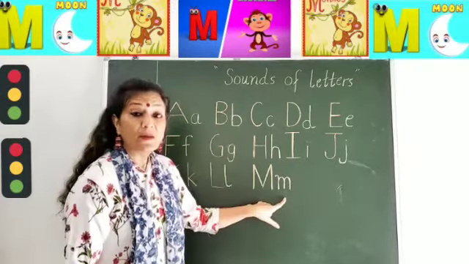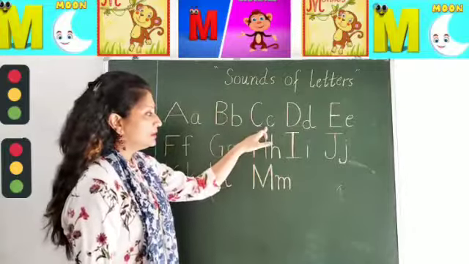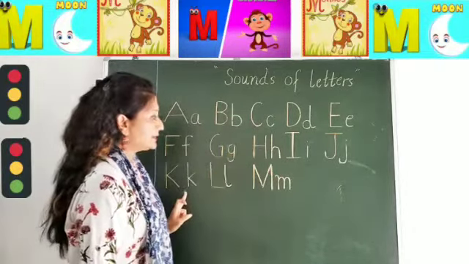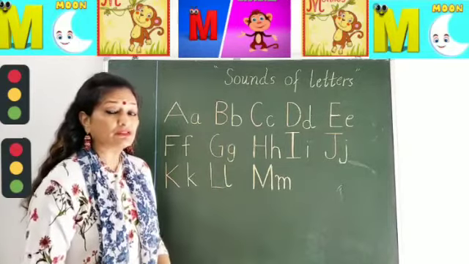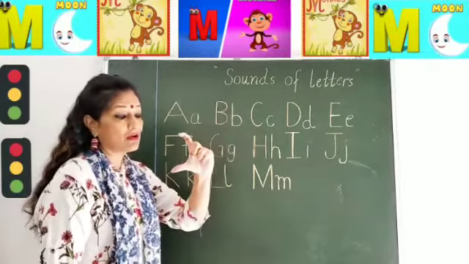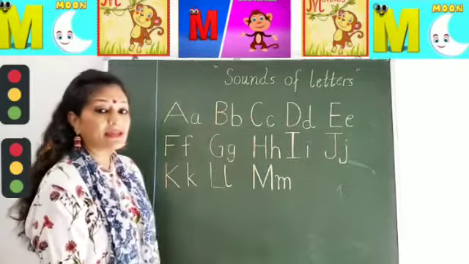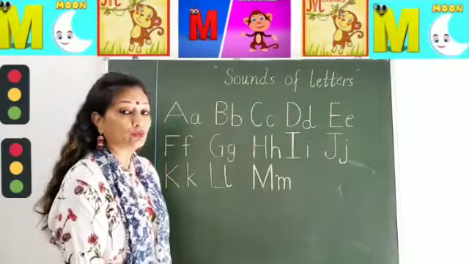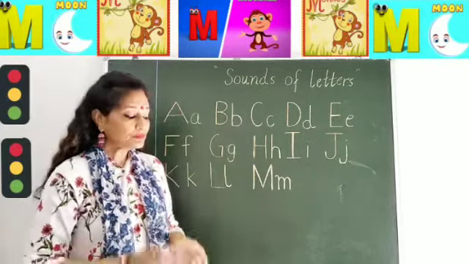M says mm. Now children, always remember C and K. Both these letters have the same sound. This is curly C, and this is kicking K. Both have the same sounds. Right?